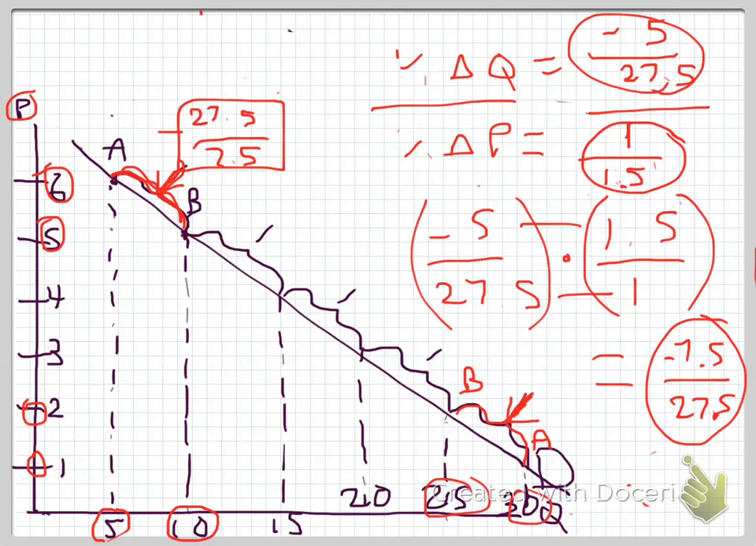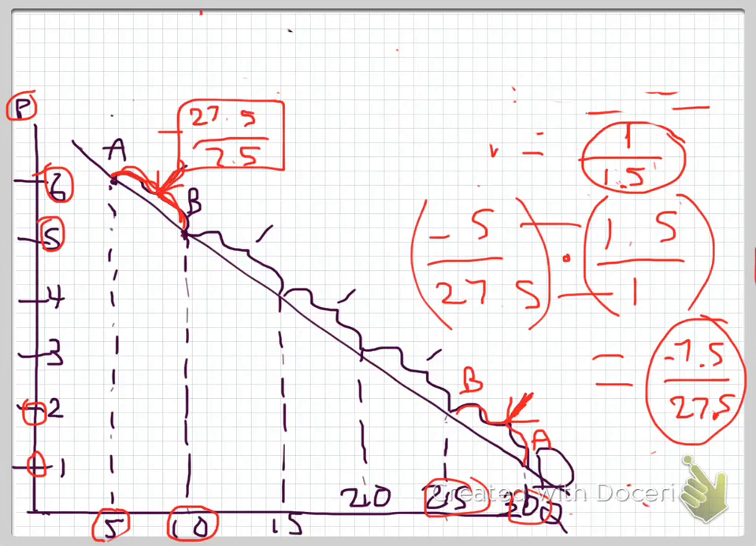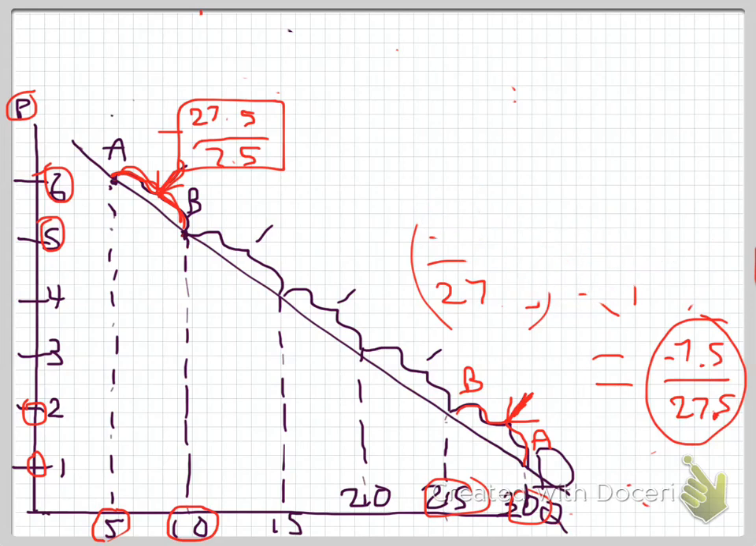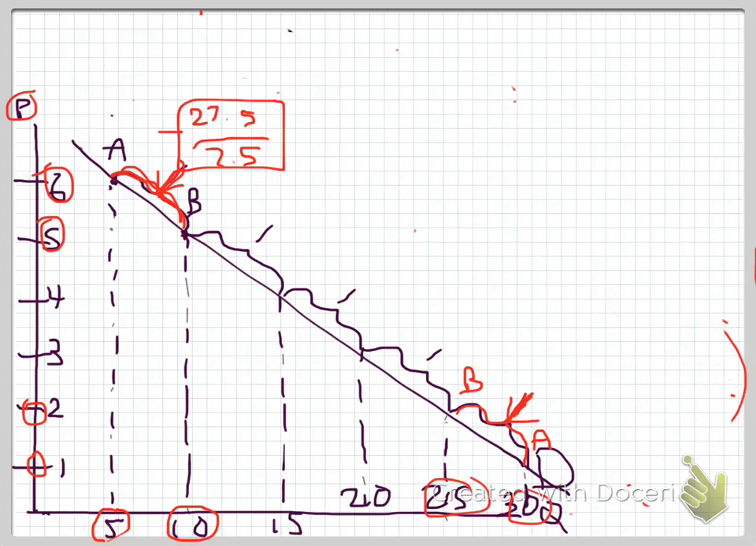So let me erase a lot of this garbage. Hope you had it in your notes. Remember, you can go back and see what we did. That could be a good homework assignment.